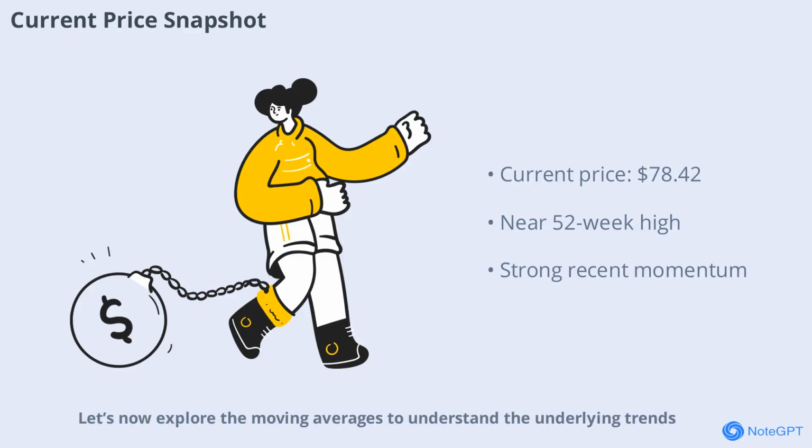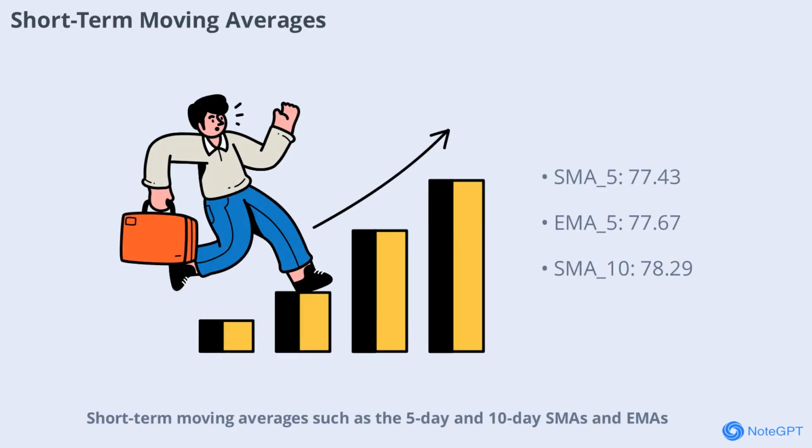Let's now explore the moving averages to understand the underlying trends. Short-term moving averages, such as the 5-day and 10-day SMAs and EMAs, are useful for capturing recent price action. For CSCO, the SMA 5 sits at 77.43, while the EMA 5 is slightly higher at 77.67. The 10-day averages are also close, with SMA 10 at 78.29 and EMA 10 at 77.75. These values indicate that the stock has been trading above its short-term averages, a sign of upward momentum. This alignment often attracts short-term traders looking for quick gains. Let's see how the medium-term averages compare.